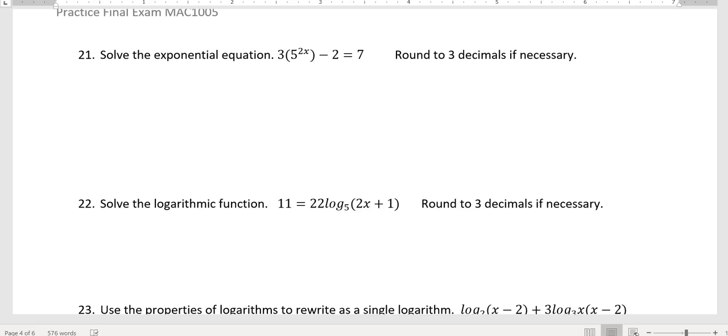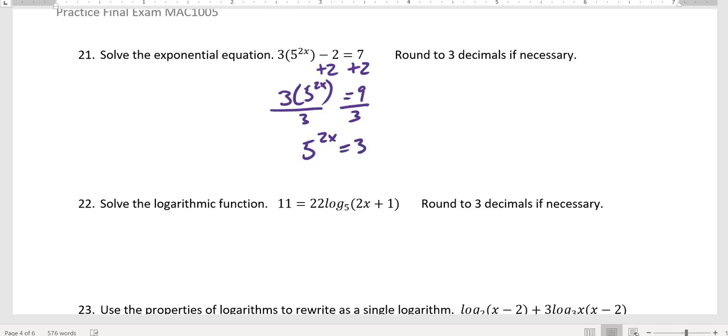Number 21, solve the exponential equation. When you're solving an exponential equation, it's always the same trick. You write it as a log. If you want to solve a log, you write it as an exponential equation. But before you change it into the other form, make sure it's just a log or an exponential expression by itself. So in other words, I'm going to choose those sides. And then I'm going to divide by 3.